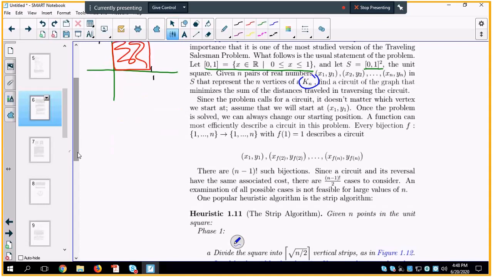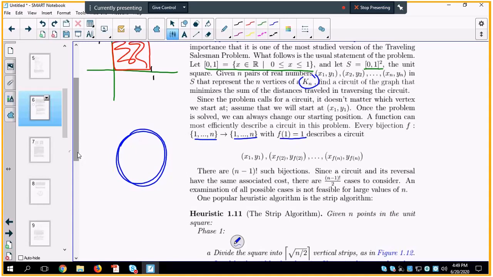A function can most efficiently describe a circuit in this problem. In fact, every bijection from the first n natural numbers to the first n natural numbers, with f of 1 equals 1, describes a circuit. And there are n minus 1 factorial such bijections. Since a circuit and its reversal have the same associated cost, there are n minus 1 factorial divided by 2 cases to consider, because we don't need to consider going around this circuit this way and going around this circuit that way. We'll just count it once.